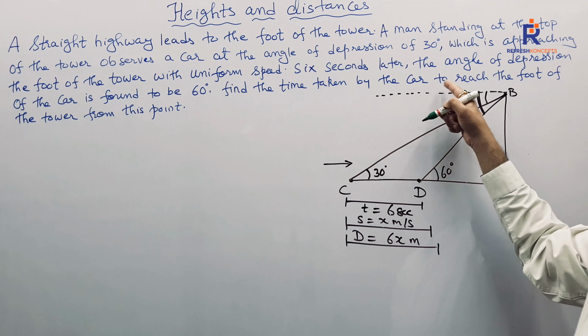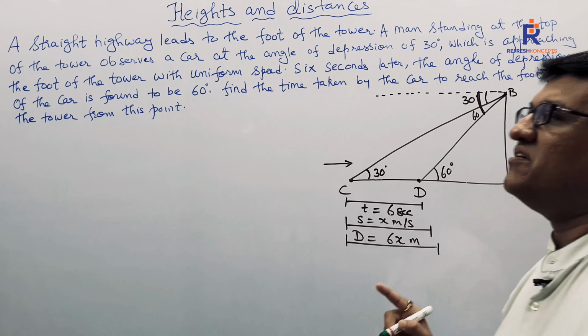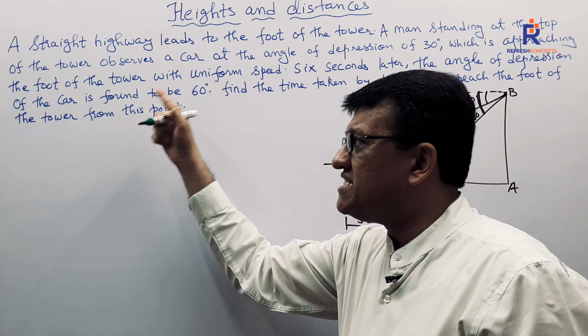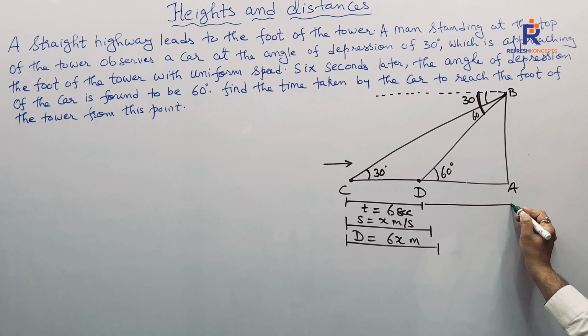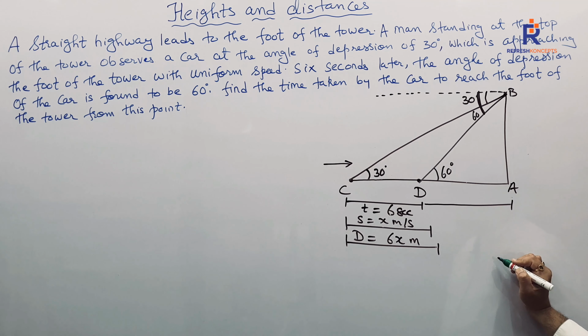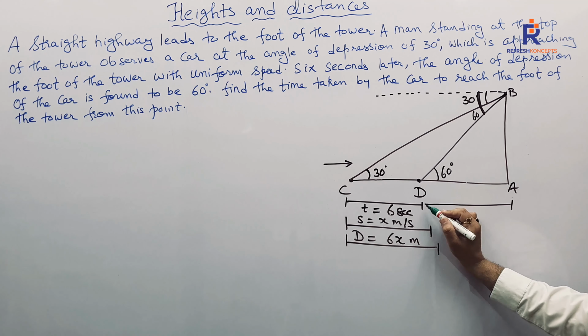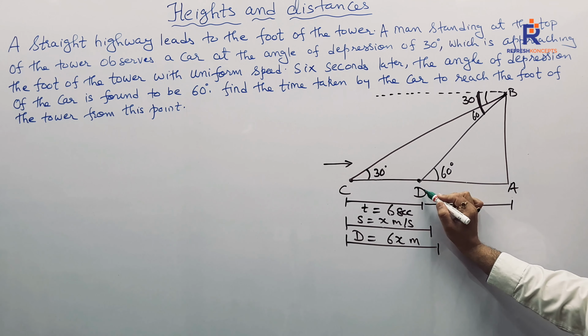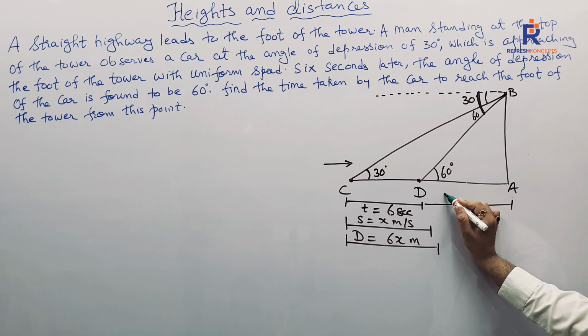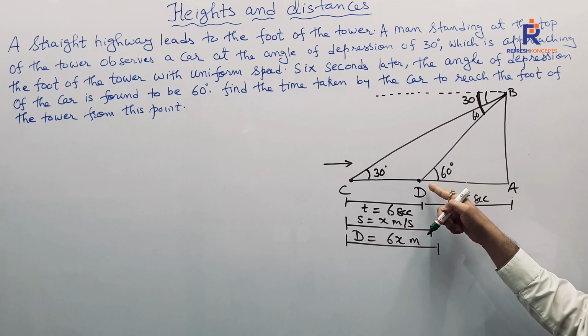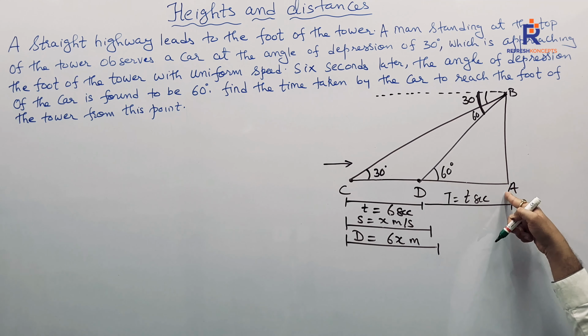Find the time taken by the car to reach the foot of the tower from this point. So we need to find out the time frame of the car from point D to point A. Let us say once again, the time frame be t seconds. Let the car take t seconds to reach from point D to point A.